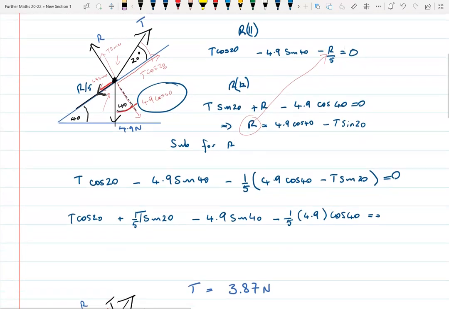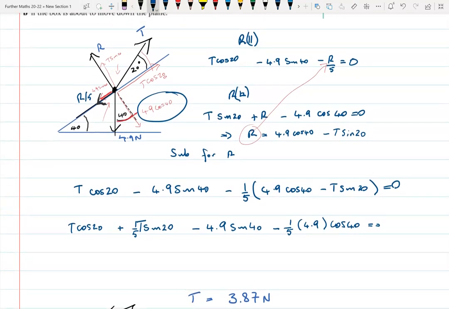Okay, let's take the t over to the other side. So let's factorise first, taking the t out, so it's cos 20 plus 1/5 sine 20, then equals 4.9 sine 40 plus 1/5 times 4.9 cos 40.